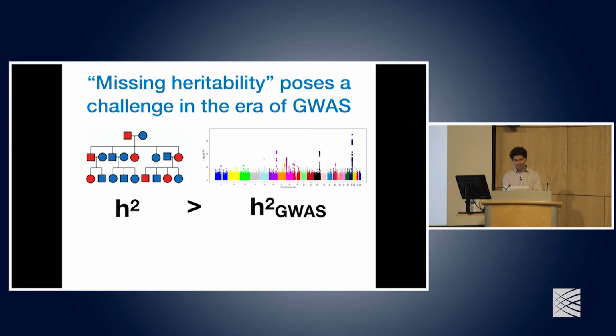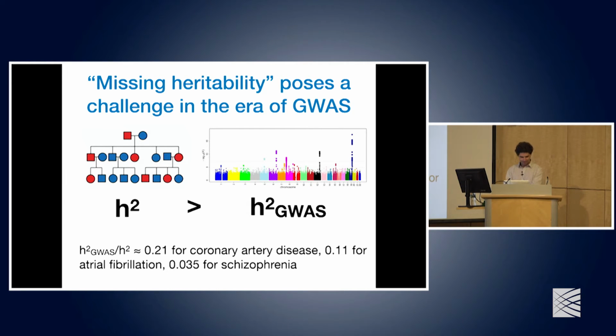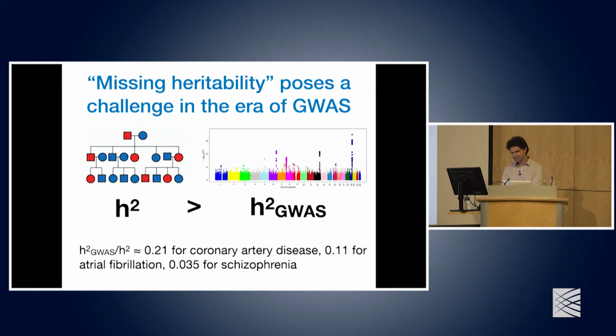That is, the heritability observed in family studies is quite a bit larger than the heritability explained by variants discovered in GWAS. For instance, recent GWAS of coronary artery disease explained about 21% of the expected heritability. A similar study of atrial fibrillation explained 11%, and even worse for schizophrenia, it was only 3.5% of the heritability.